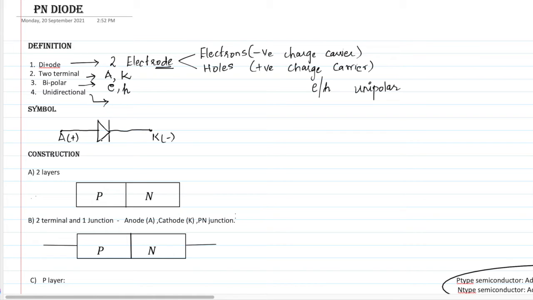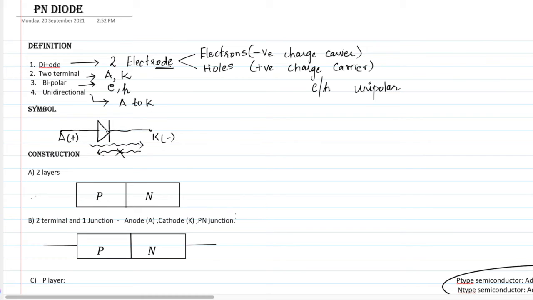Next is unidirection. So current in PN diode flows only in one direction, from anode to cathode, that is from positive terminal to negative terminal, and not in reverse direction, from cathode to anode. Current will not flow. So that's why PN diode is said to be unidirectional. So this is the definition. PN diode is simply a two terminal, bipolar and unidirectional device, and I have explained to you the definition for the PN diode. So current flows from anode terminal to cathode and not in reverse direction.